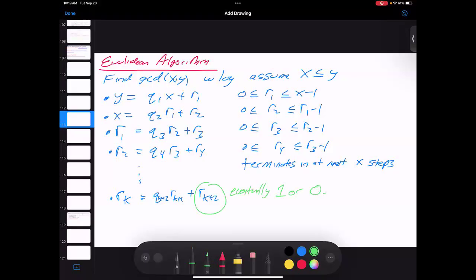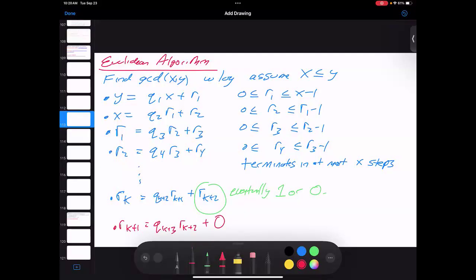Okay? So we can keep going, and do one more step if necessary, and we will end with a 0. So we would get R_{K+1} equals Q_{K+3} times R_{K+2} plus 0. The reason we're using the letter Q is for quotient. That's what we're getting when we divide Y by X. We're using the letter R for the word remainder. You always want to choose good notation.